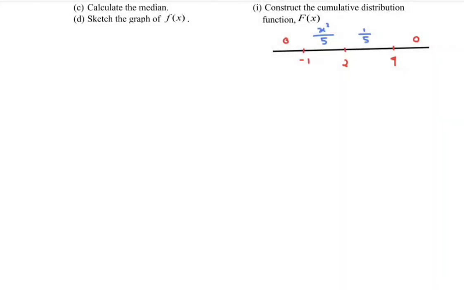Next is to find the cumulative distribution function. So we have 4 parts, A, B, C, and D. Let's begin with A. Notice that we have the domain where t is less than negative 1. So the function will be the integral from negative infinity to t of 0 dx. So we have F(t) equals 0.